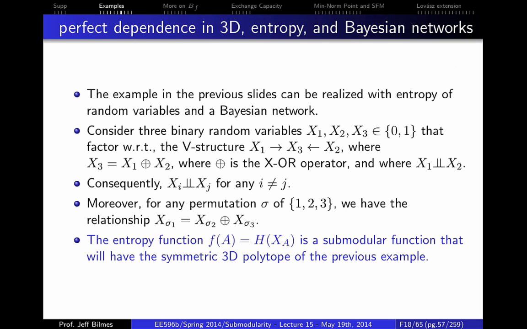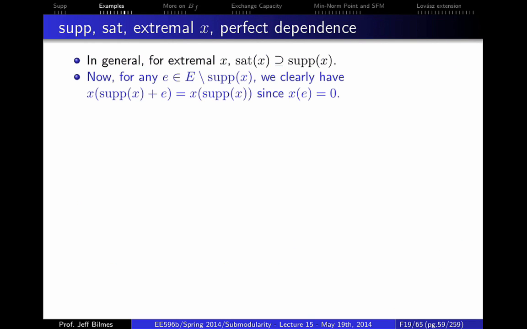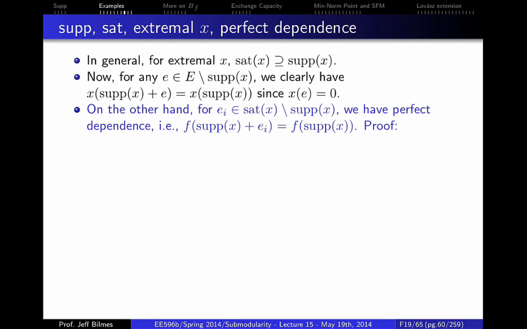So this is this Bayesian network structure. I think I already had this. I sort of wrote this down. So let's just skip over that. Okay, so this stuff I think I already said. Basically, I just want to say SAT is greater than or equal to sup. And if we take any element out of sup, obviously this is true.